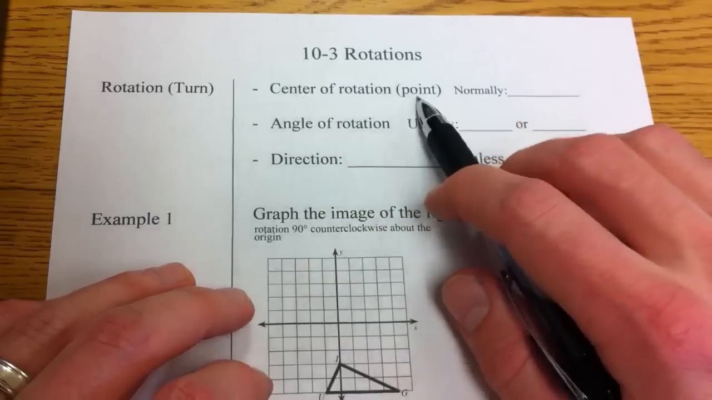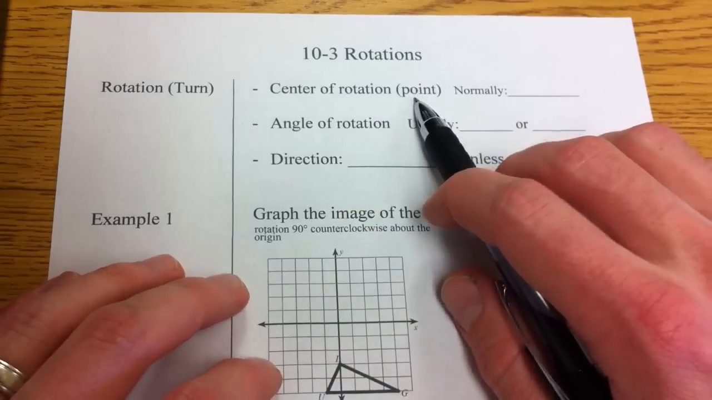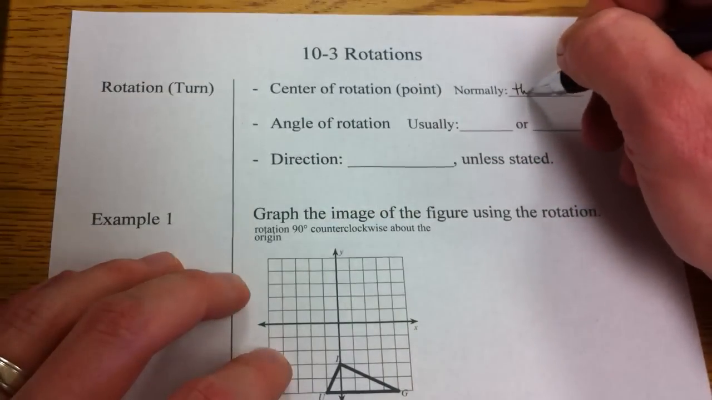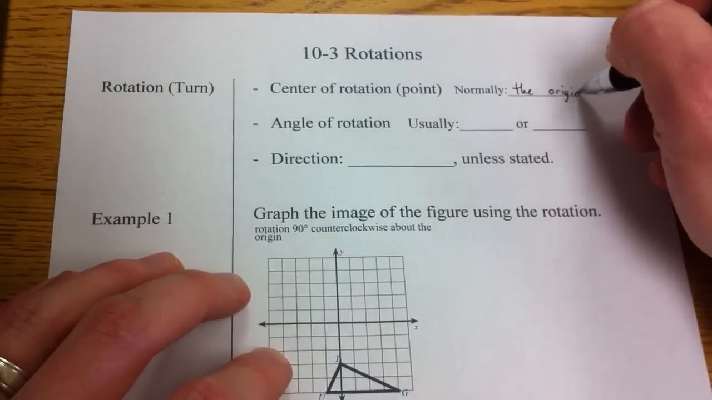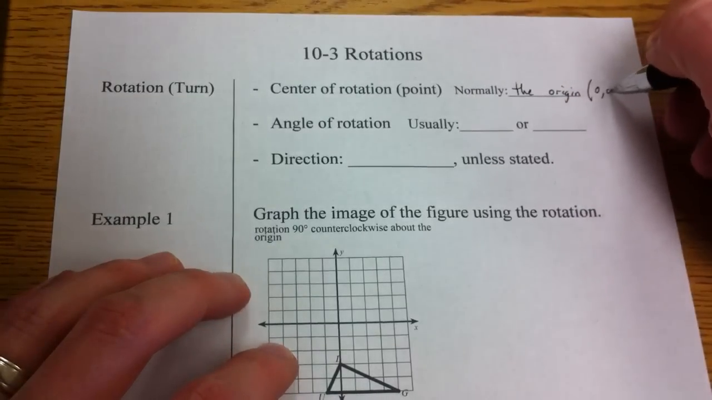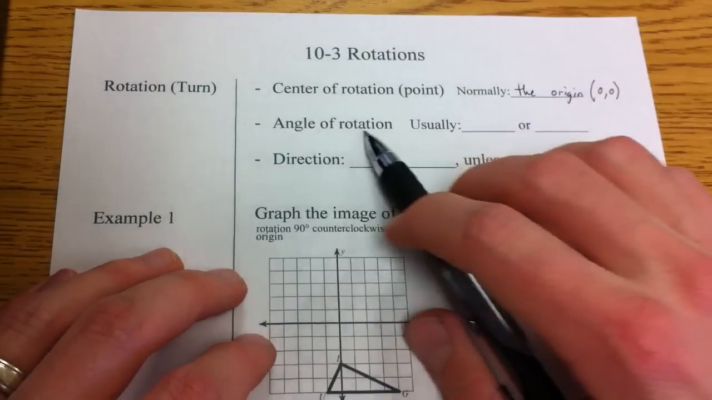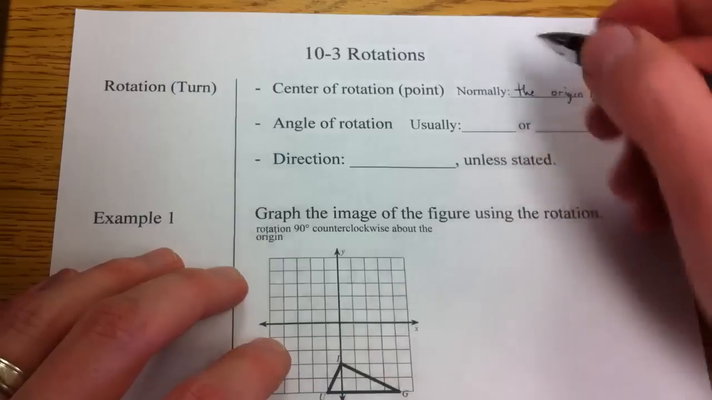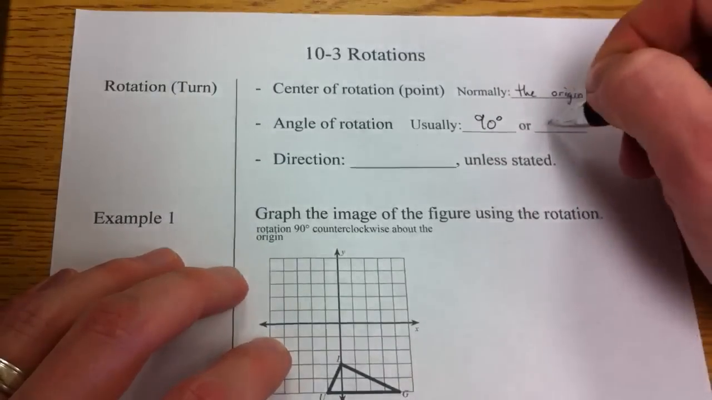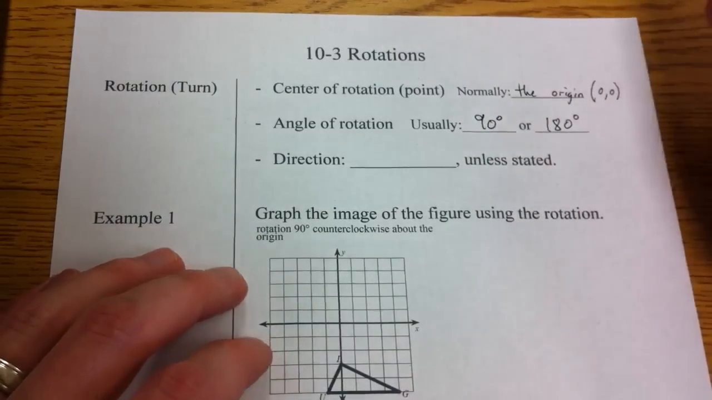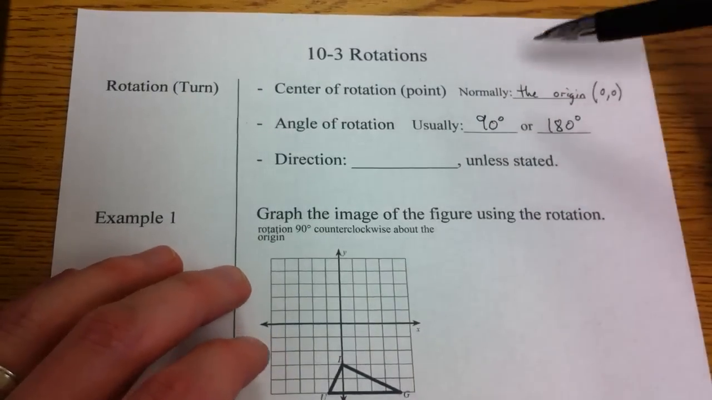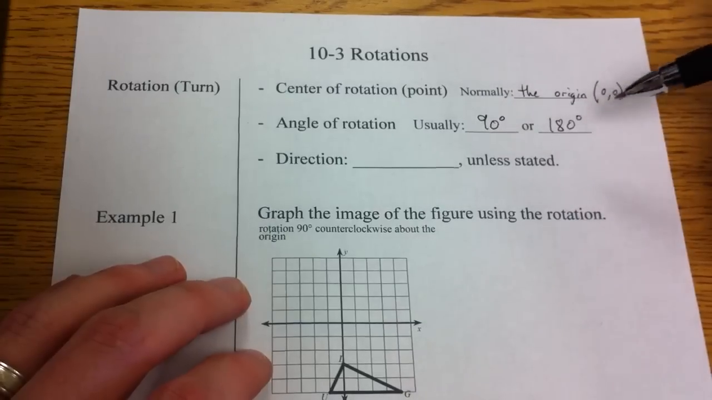The center of rotation is always a point. There's a point of rotation, and that is normally the origin. And we know the origin is the point (0, 0). It's the origin of the graph, where we start. There's always an angle of rotation. Usually the angle is a 90-degree rotation or 180-degree rotation. There are others, but the ones we focus on mainly are 90 degrees and 180 degrees.